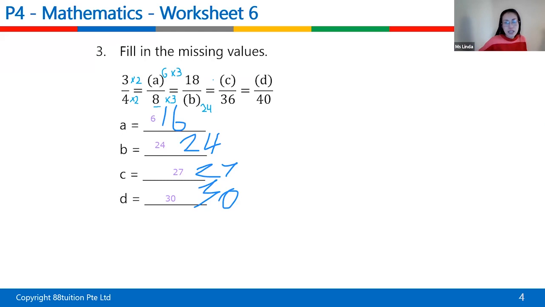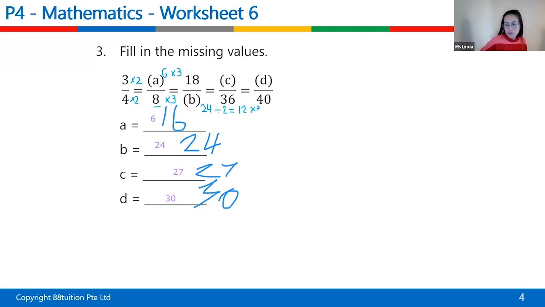So what you do is you take 24 divided by 2. Okay, you get 12. 12 times 3, you get 36. So same thing.